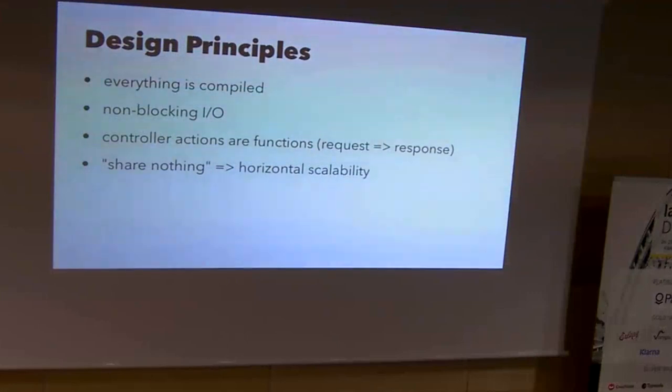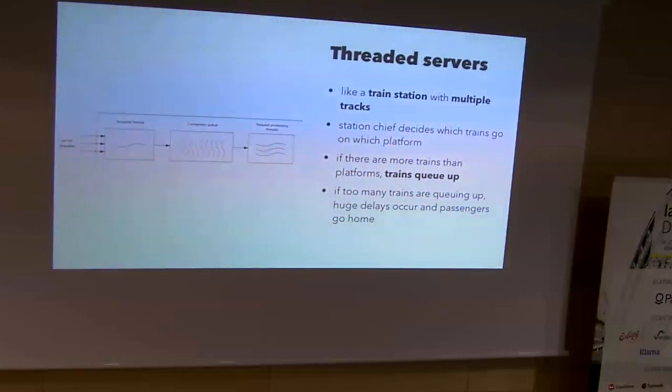All right, so what's so special about Play? So this is the model called the threaded server model. And that's what Tomcat, Jetty, and other web servers, application servers use. And it's a bit like a train station where you have many tracks. So Tomcat, when you start Tomcat, by default, it has 200 threads allocated in the pool. So you have 200 tracks. And there is a station chief, the acceptor thread, in front, that whenever there is a train, it will decide, OK, you go to track 5, you go to track 7, etc. Sort of redirects the trains on tracks.